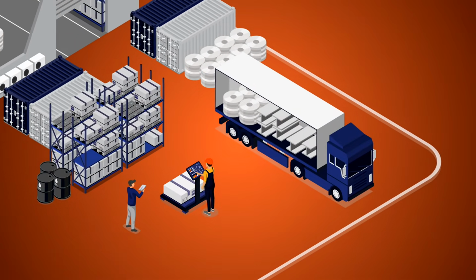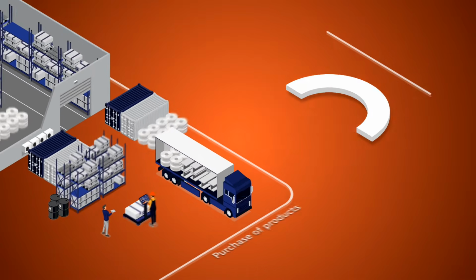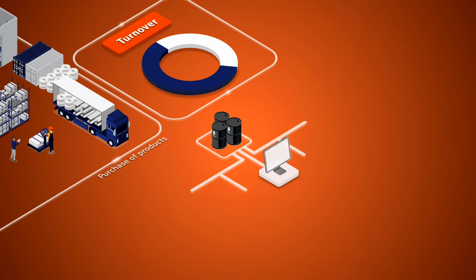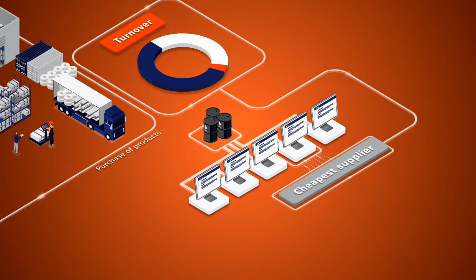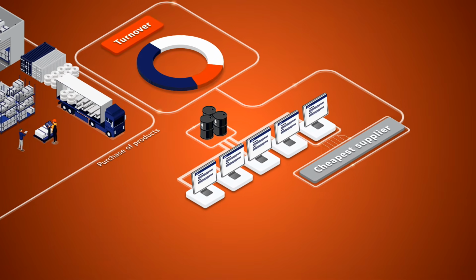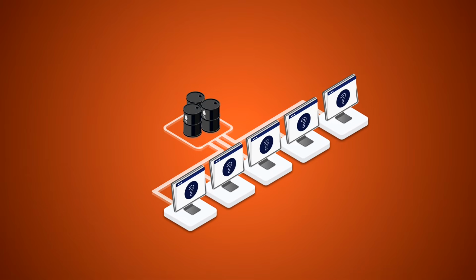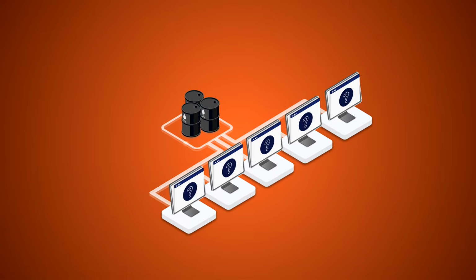In manufacturing companies, the purchase of products usually amounts to more than 50% of turnover. By comparing prices in purchasing and selecting the cheapest supplier, high savings potential mostly goes unnoticed. In addition, quotes from suppliers do not usually provide sufficient cost transparency.